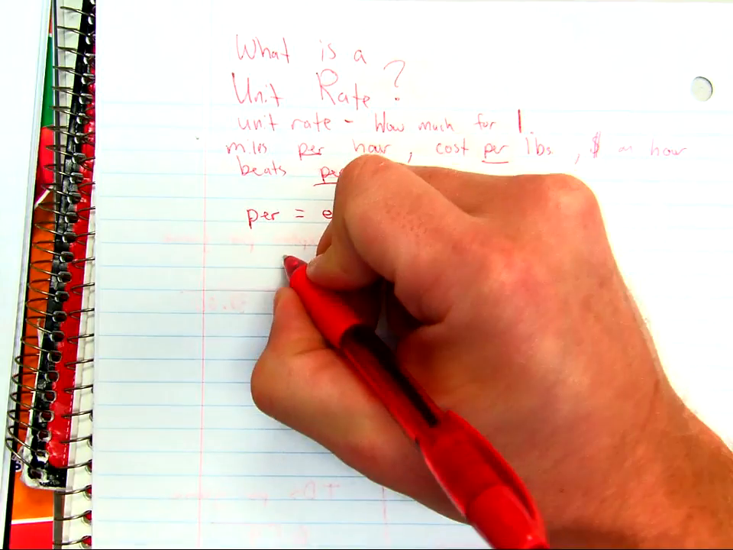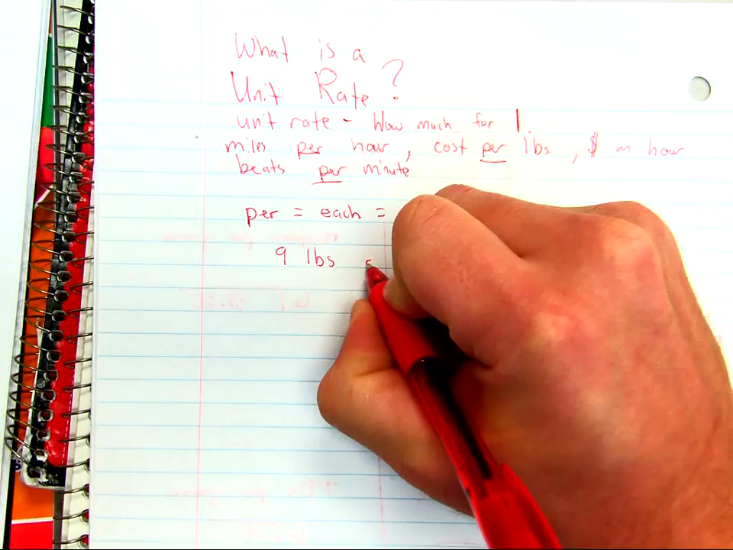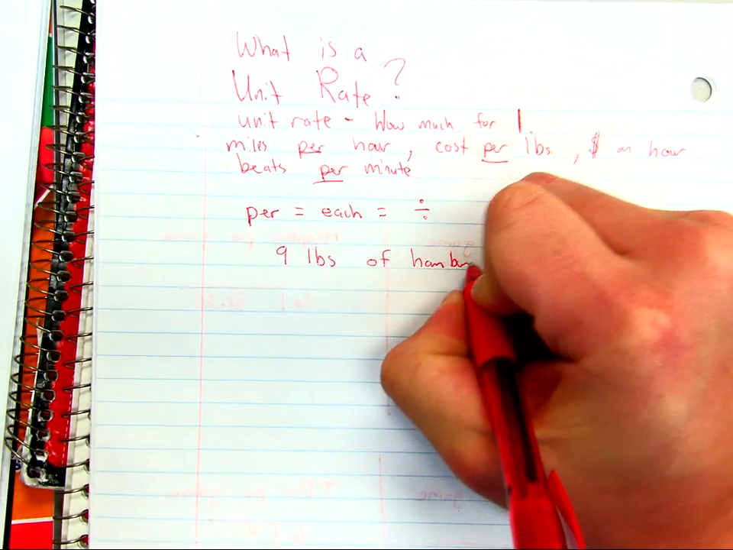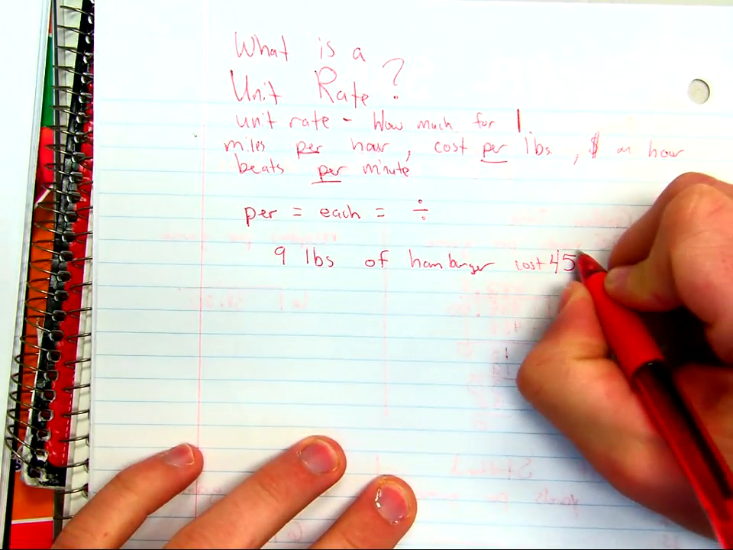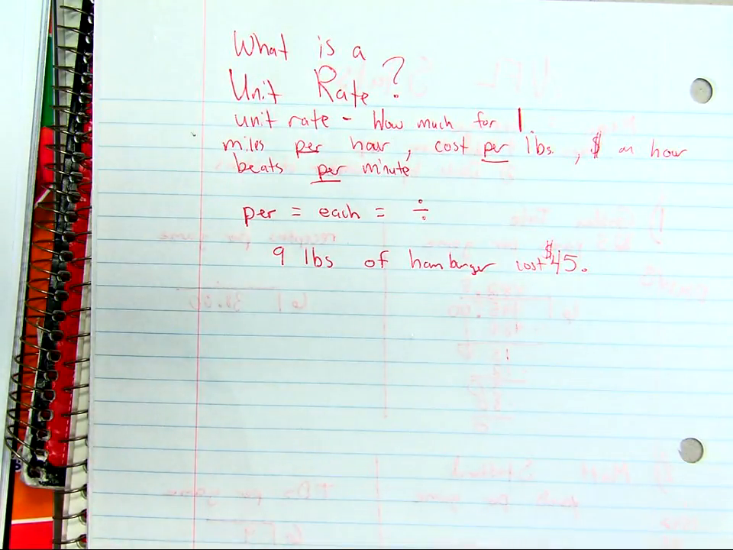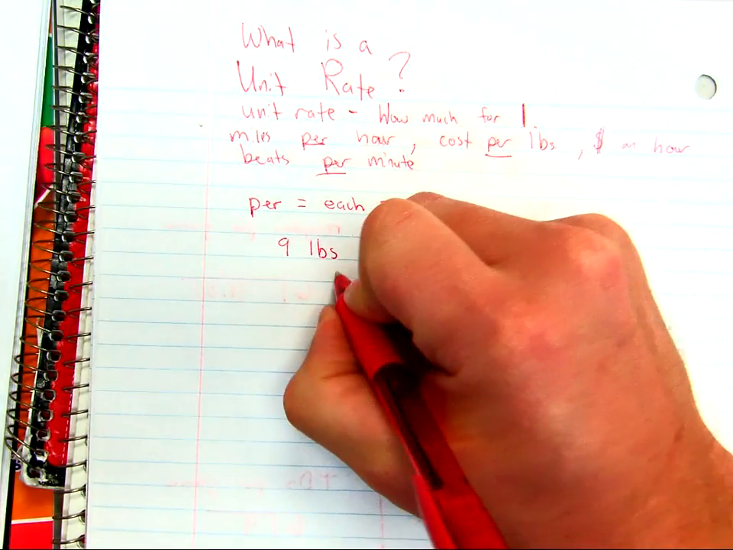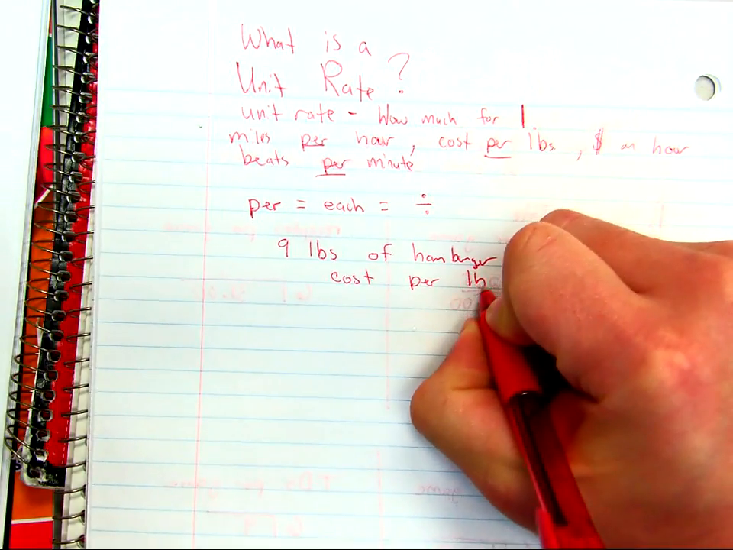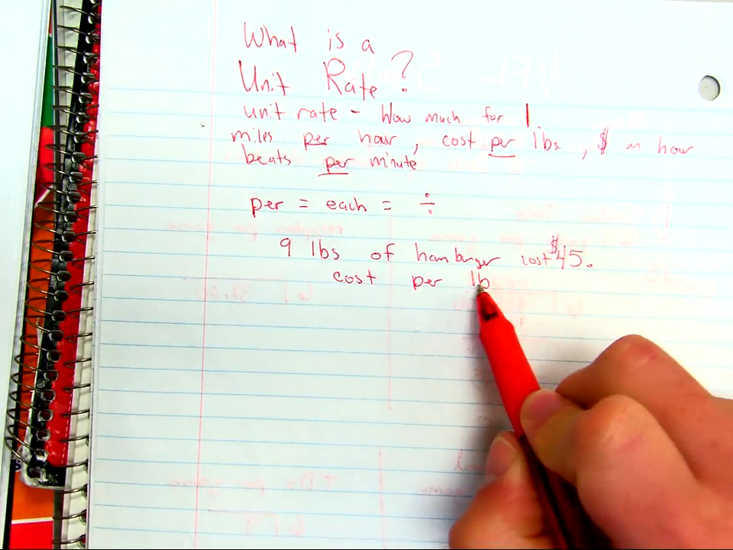So if I was to give you this situation of, let's say, we'll just say that 9 pounds of hamburger cost $45. Okay, cost $45. So I'm gonna take this and I'm gonna find out the cost per pound, and that means the cost for 1 pound. That's the cost for 1 pound.